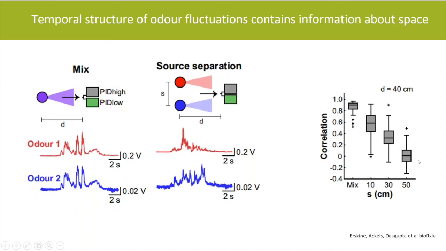So we estimated the correlation coefficient for the different cases by separating the odors in tens of centimeters. And what we observed is that the correlation coefficient declined monotonically from a mixture or a single source to two sources being just 50 centimeters apart. This suggested to us that maybe the correlation coefficient might be an important cue to understand odor source separation.